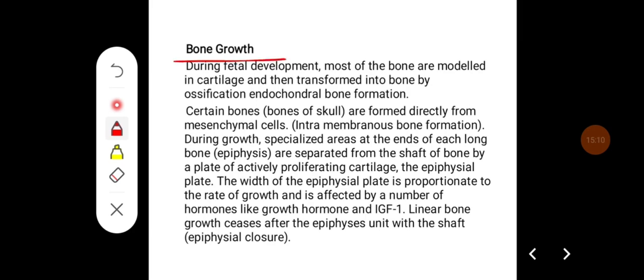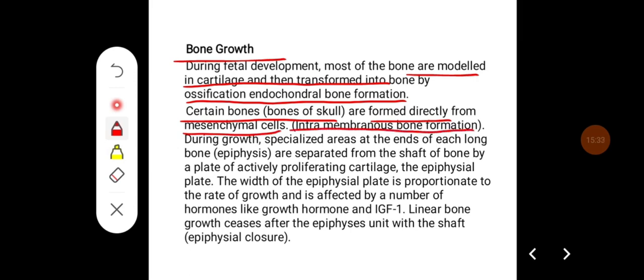Bone growth. During fetal development, most of the bones are modeled in cartilage and then transformed into bone by ossification, which is called endochondral bone formation. Certain bones, that is bones of the skull, are formed directly from mesenchymal cells. It is also called intramembranous bone formation.